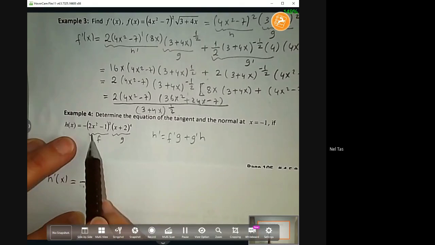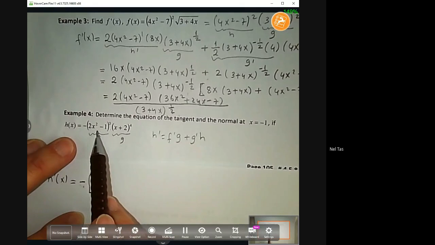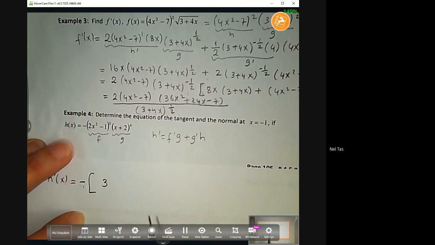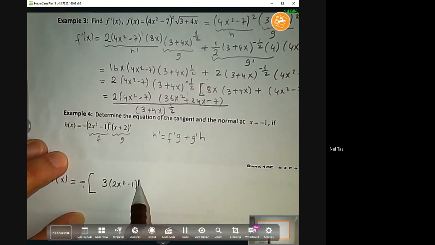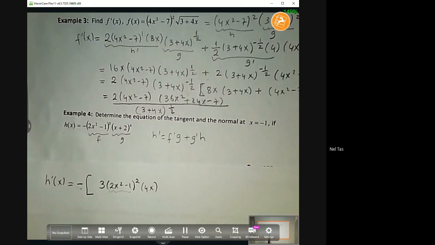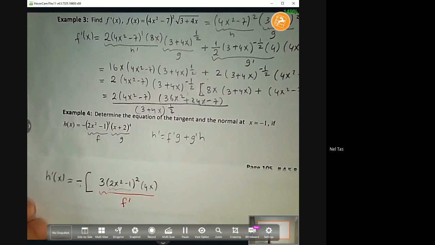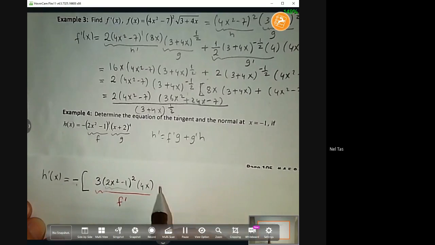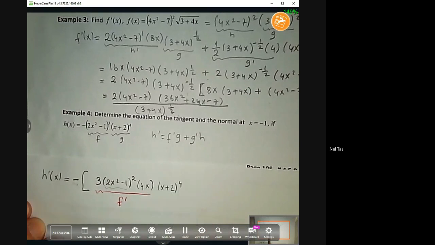So f prime, we are taking the derivative of 2x squared minus 1 cubed. Drop the exponent in front, 3. Keep the bracket as it is. Decrease the exponent by 1, 2. Times, using the chain rule again, you have to multiply this by the derivative of inside, which is 4x. So this whole thing is now f prime. We multiply this by g, x plus 2 to the power of 4.